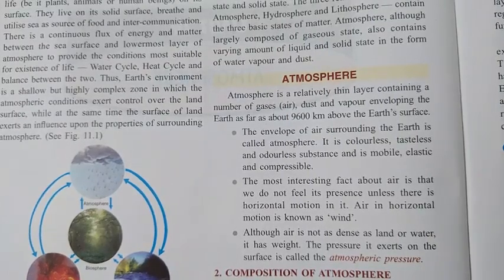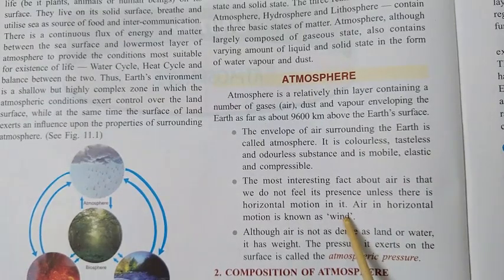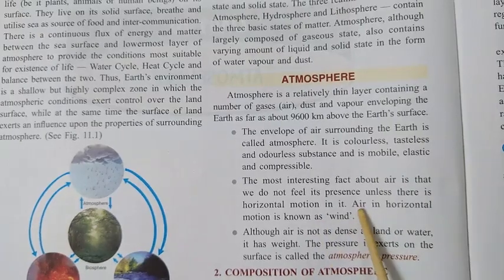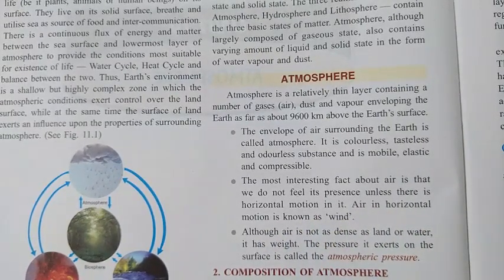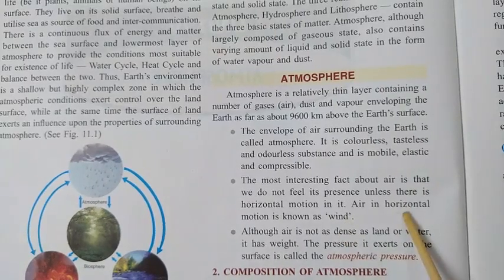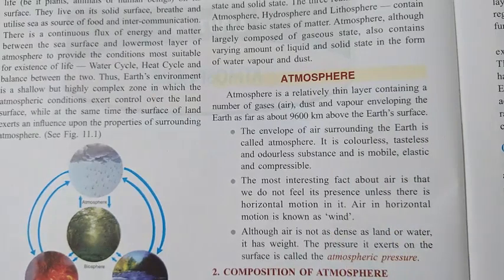So what are winds? The moving air is called wind, but not all moving air. Air in horizontal motion is known as wind. Two types of movement take place in the air: one is vertical movement, and the other is horizontal movement. So wind is the horizontal movement of the air.